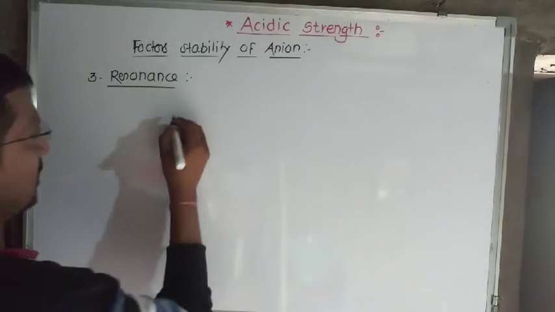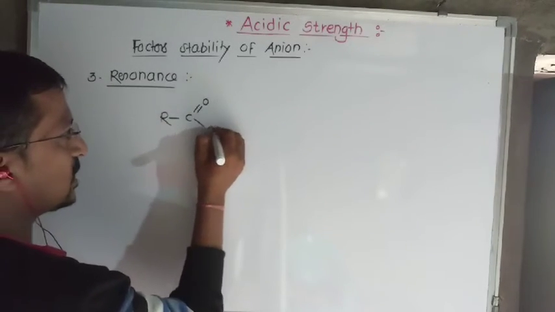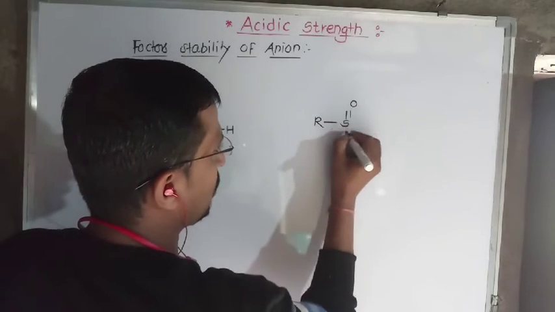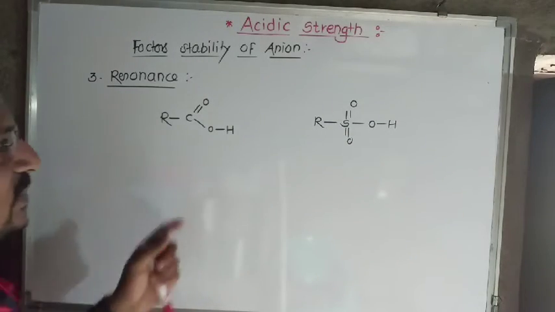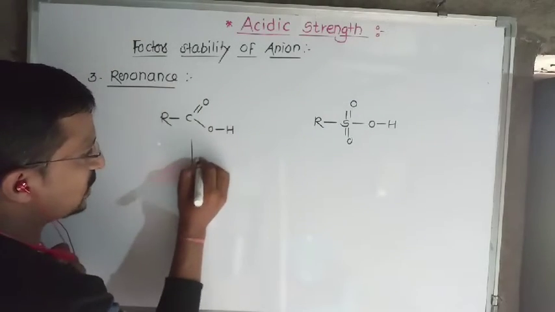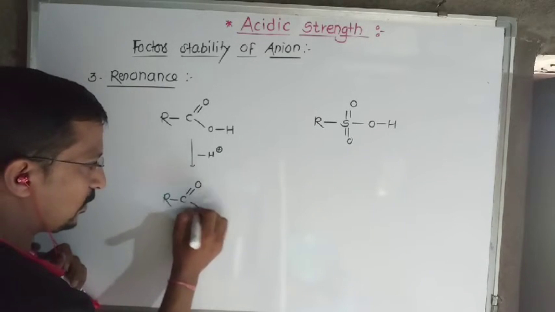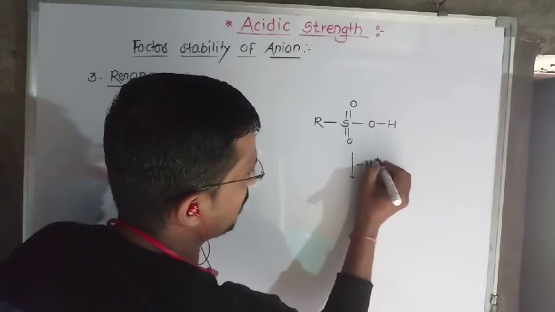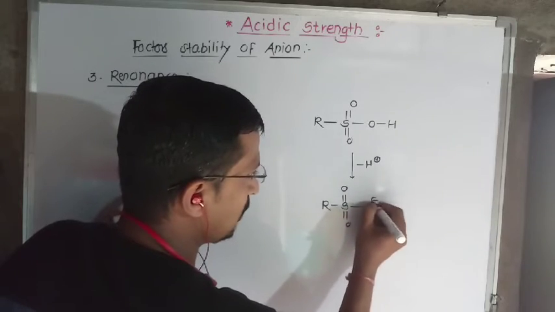Now, just consider a simple example. R dash C double bond OH is a carboxylic acid, and R dash S double bond O, OH is a sulfonic acid. Out of these two, we have to decide which one is more stable. First remove the H plus ion. The carboxylic acid structure becomes R dash C double bond O, O minus. In the sulfonic acid, after removing H plus, we get R dash S double bond oxygen, single bond oxygen minus.